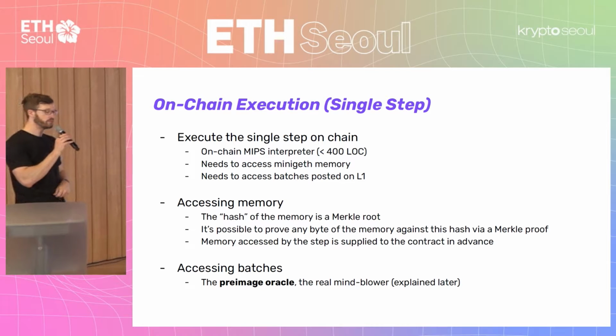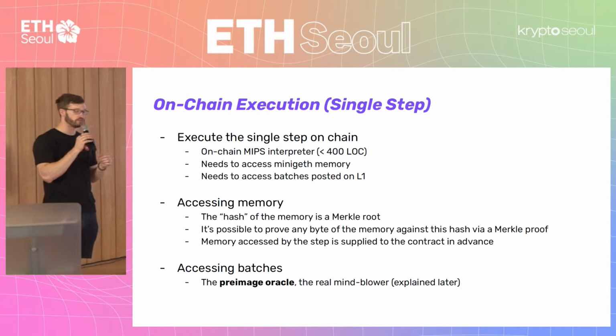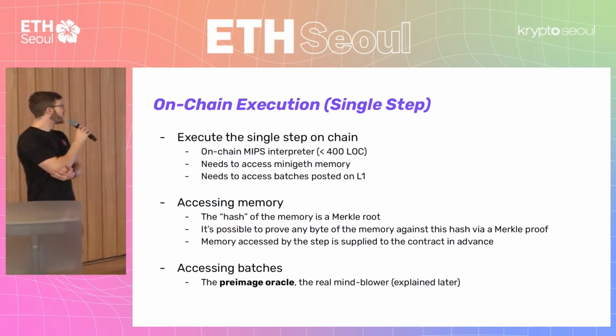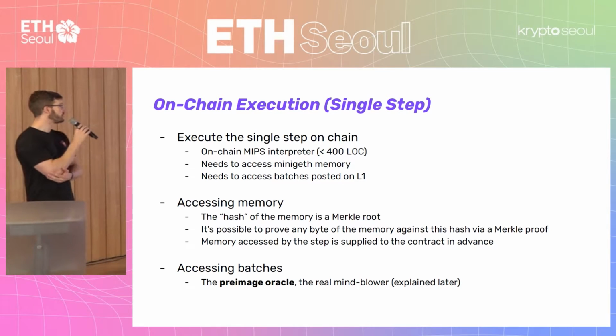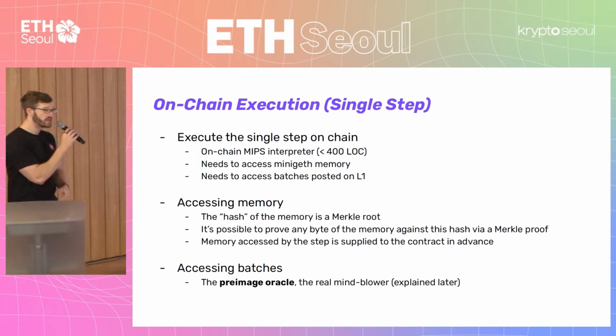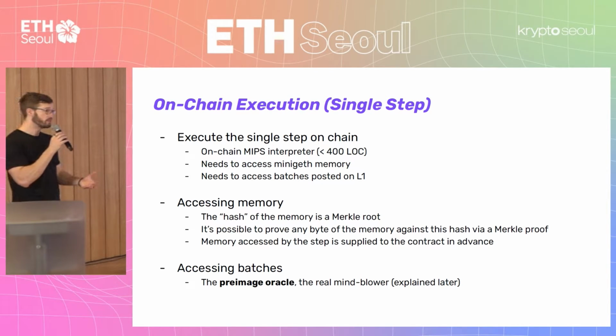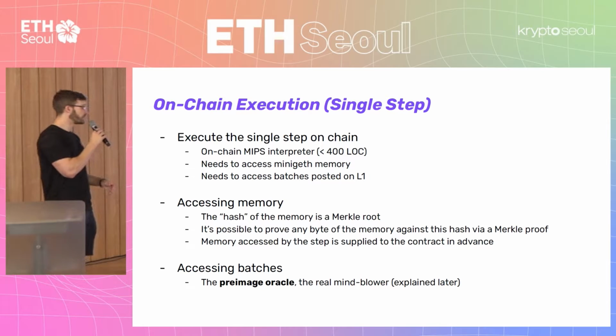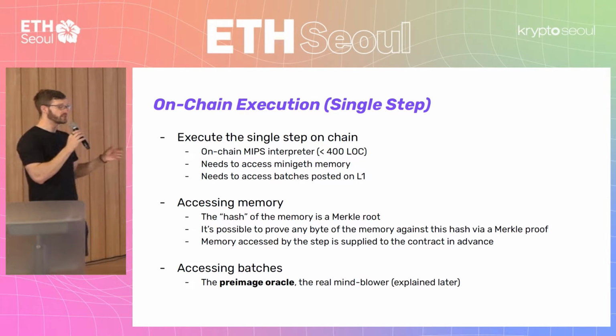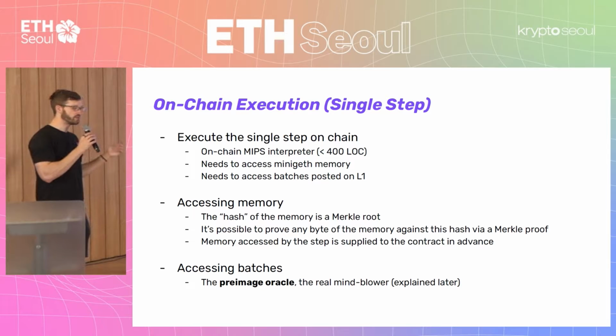Once we find this step, we need to execute it on the blockchain. And so we compile mini-geth to the MIPS instruction set, and we use MIPS because it's a very simple instruction set. So we have an on-chain MIPS interpreter that is less than 400 lines of Solidity. And we use that to execute the instruction. But this instruction will need to access the mini-geth memory, right? And the mini-geth memory is not on layer 1. It also needs to access the transaction batches, and those are on layer 1, but they need to be accessed.